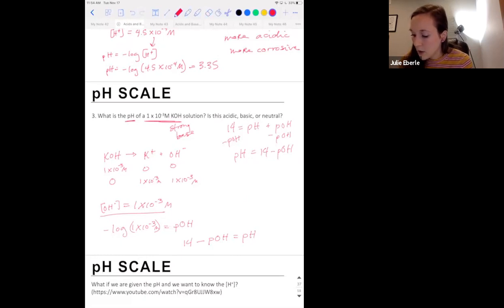So what is the negative log of 1 times 10 to the minus 3? Well, it's 3. There's a shortcut there because our base number is 1. So you really don't have to do any math here. So pOH equals 3, and then 14 minus 3 should give you a pH of 11. Okay, so pH equals 11. Oh, wait, sorry. Yeah, 14 minus 3, 11. Okay, questions there?